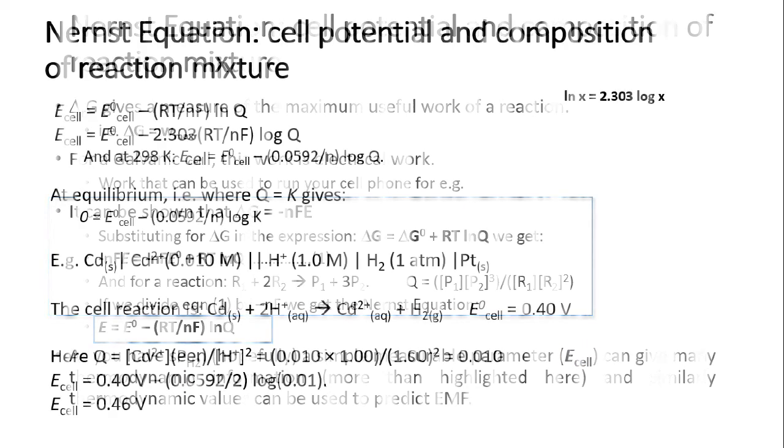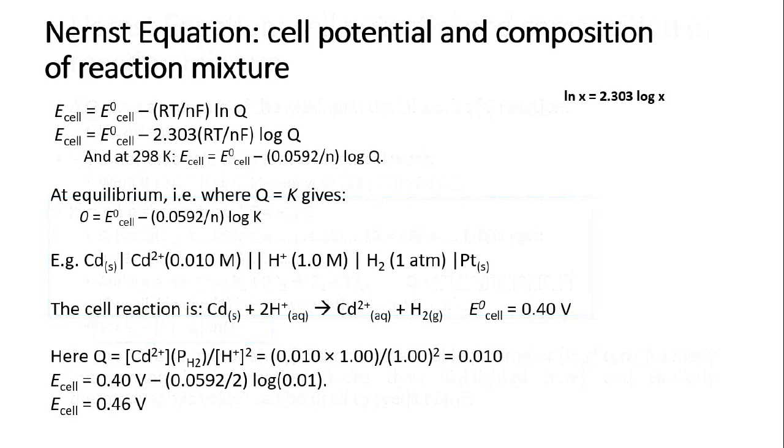All right. Now, we could modify the Nernst equation a little bit by using log instead of ln. So we could do a little conversion. Remember, ln x is equal to 2.303 log x. And so here's the conversion. We are now switching from natural log to log base 10. And that's how we have this 2.303 RT over NF log Q.